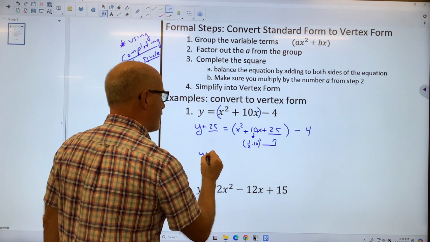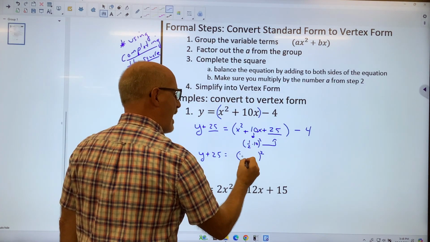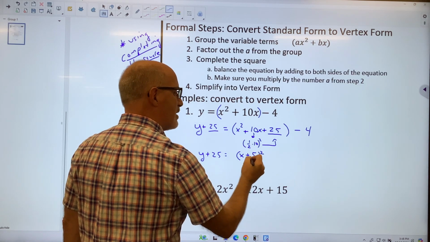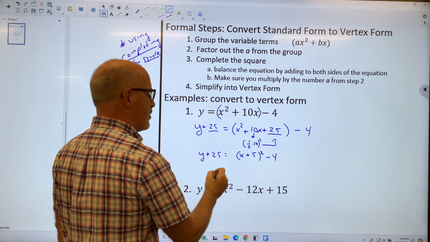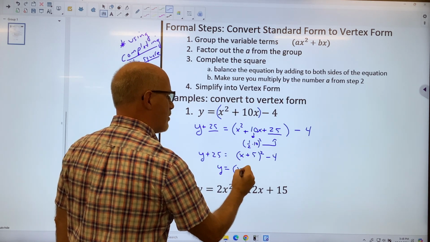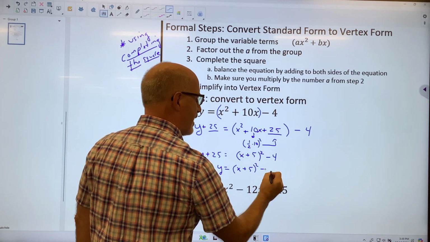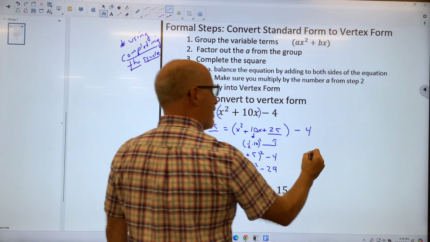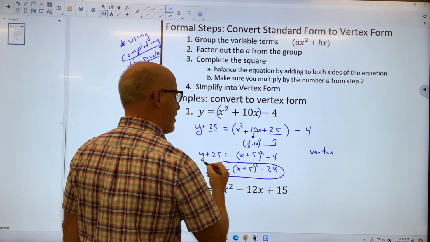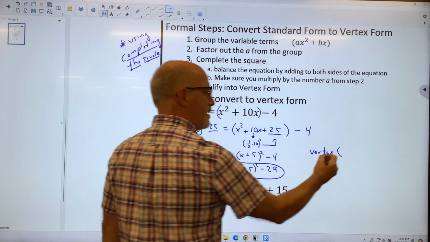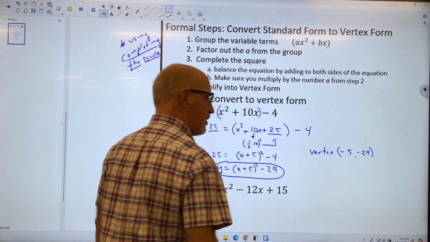So we have y plus 25 is equal to, now this is a perfect square. When we took half of it, we got 10. That's what goes in the parentheses here. And then we still have the minus 4. And now we simplify by subtracting 25 from both sides. So y equals x plus 5, the quantity squared, subtract 25 from negative 4, and you get negative 29. So my vertex here, notice that I've got it in vertex form. This is what I'm shooting for right here. My vertex is just the opposite of what's in there, negative 5, and the same as what's out here, negative 29. And there's my vertex.